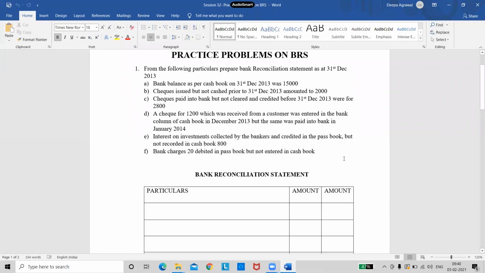So today we will see how to prepare the statement of BRS. And we all know BRS implies bank reconciliation statement. So we'll first look into the question. We have certain working notes to be done. We will do that and then we'll prepare the statement. Right. So first see the question.